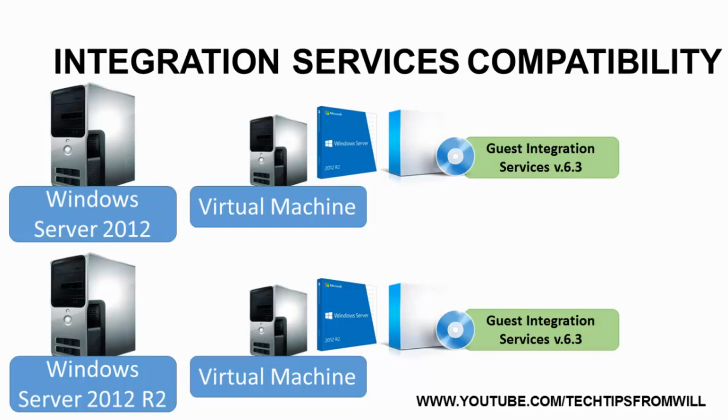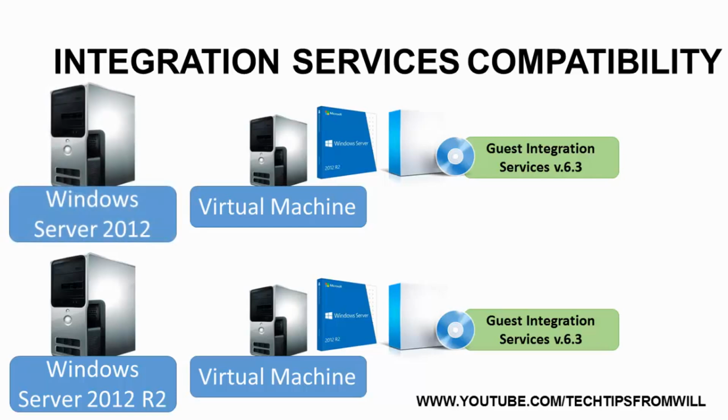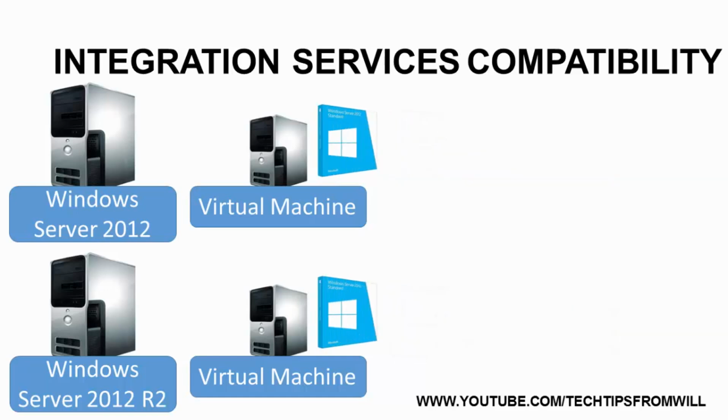However, one exception to this rule is if your Hyper-V host is Windows Server 2012. Since Windows Server 2012 Hyper-V hosts only support Guest Integration Services version 6.2, the Windows Server 2012 R2 virtual machine is also forced to use this version and cannot take advantage of the benefits of version 6.3, despite them being built in.